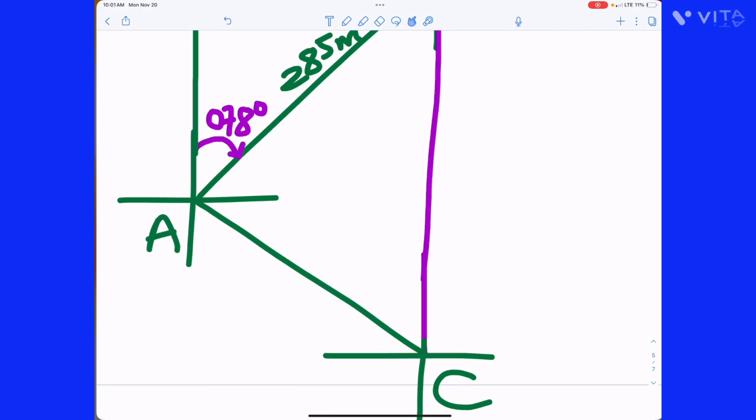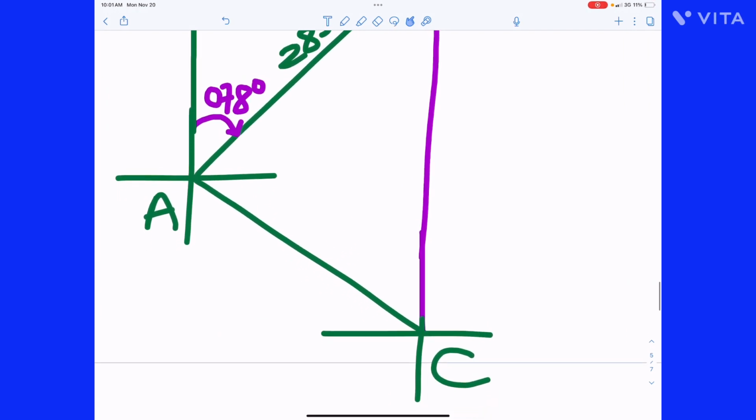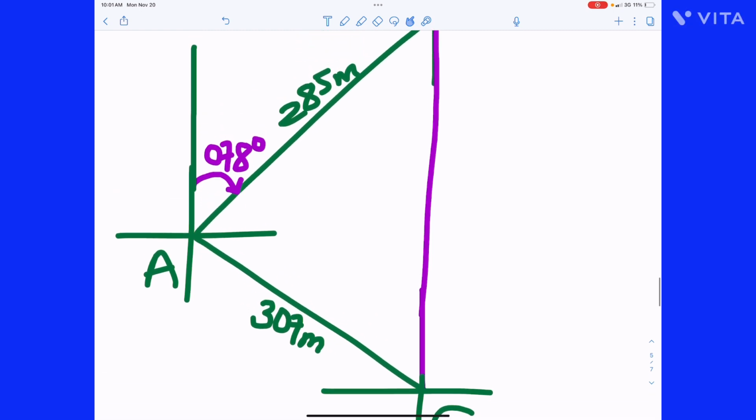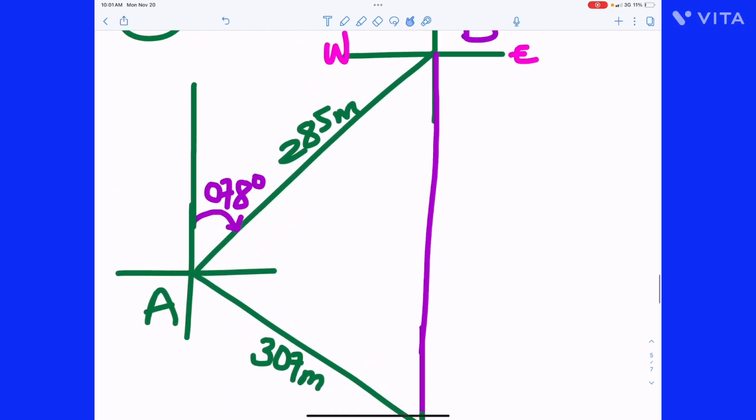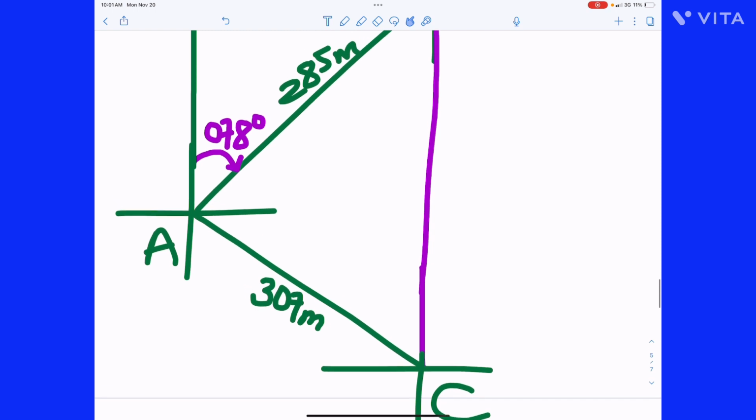Okay, 307 meters from A. The point C where he now arrived at is 307 meters from A. So mark that. Point C is 307 meters from A. The question says you should find the bearing of C from A. So that means we need this bearing. Mark my angle. I need this bearing. This is the bearing of C from A.